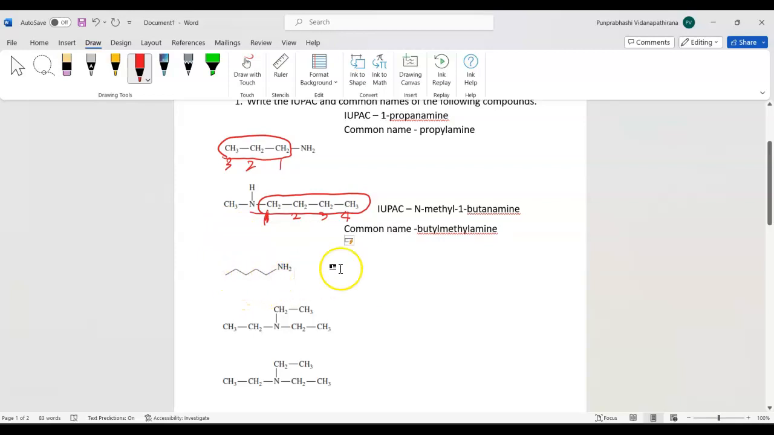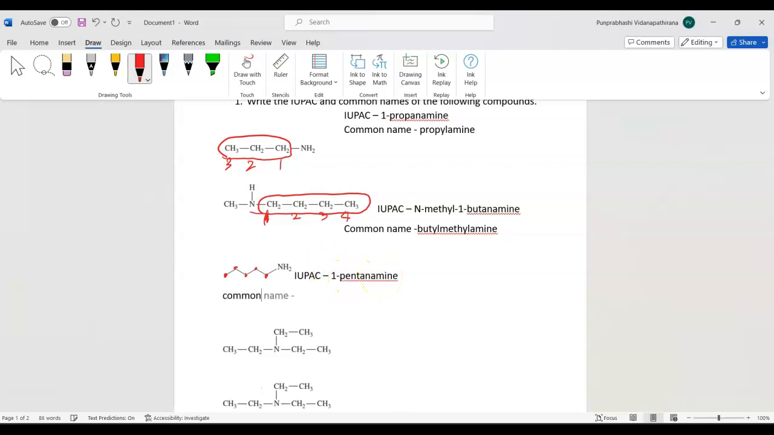Okay, the next one. How many carbon atoms are there? 1, 2, 3, 4, 5. There are 5 carbon atoms. So the IUPAC name would be 1-pentanamine. 1-pentanamine is the IUPAC name. The common name would be the alkyl amine. The alkyl group is a pentyl group, so pentylamine is the common name.